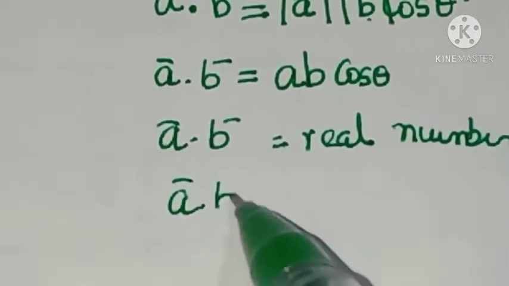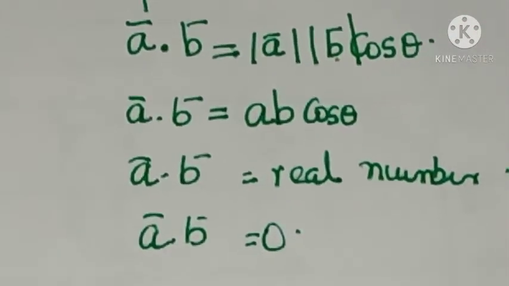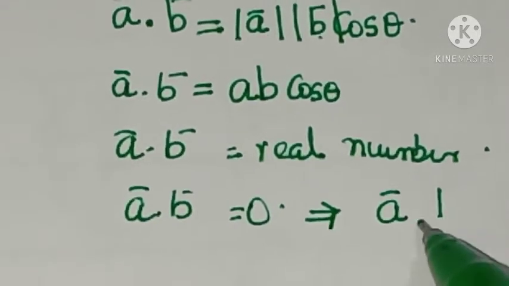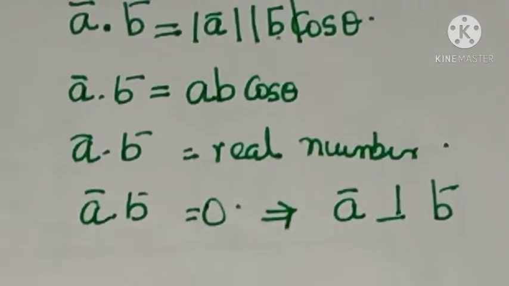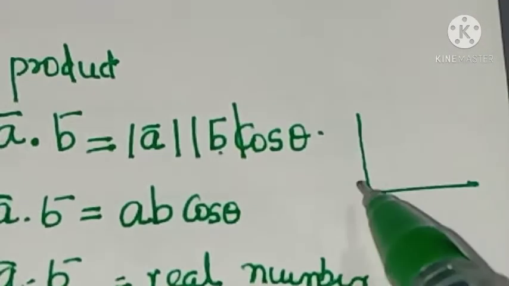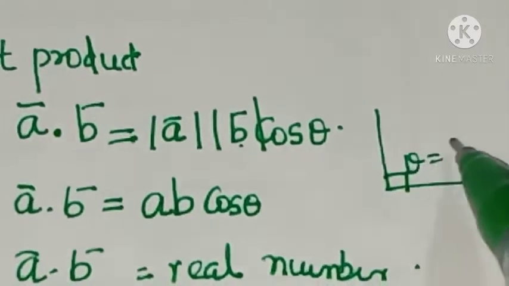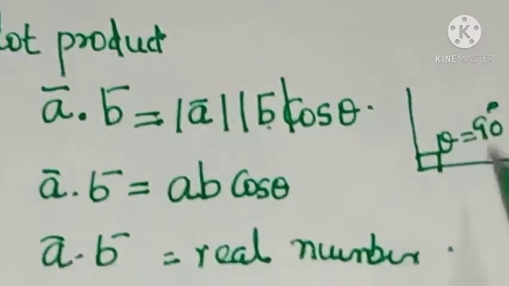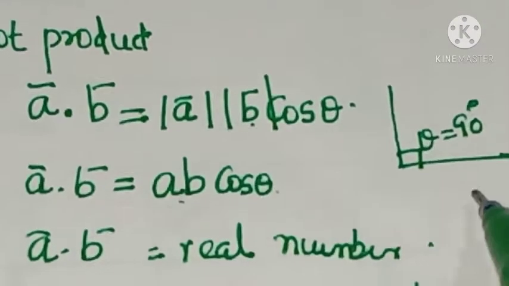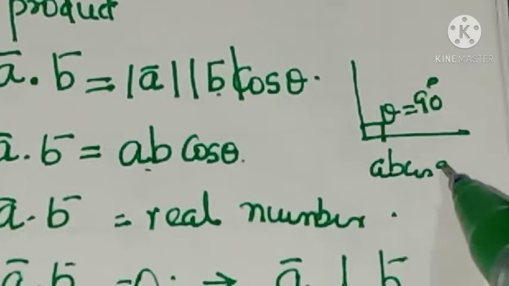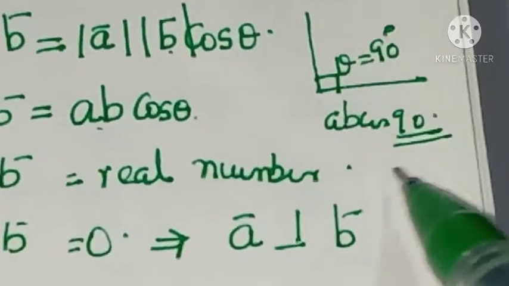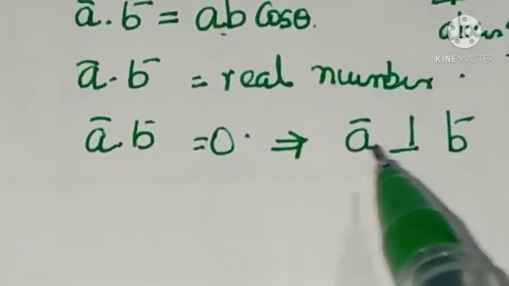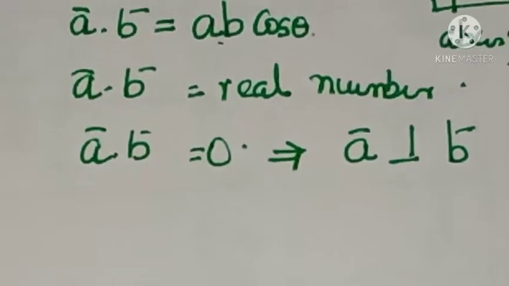Suppose A dot B is equal to 0. Then we can say that vector A is perpendicular to vector B. Because if two vectors are perpendicular, then the angle becomes 90 degrees. So by your definition, what is A dot B? A dot B becomes AB cos theta, that is AB cos 90. Cos 90 is 0. So A dot B equal to 0 only when the given two vectors are perpendicular to each other.